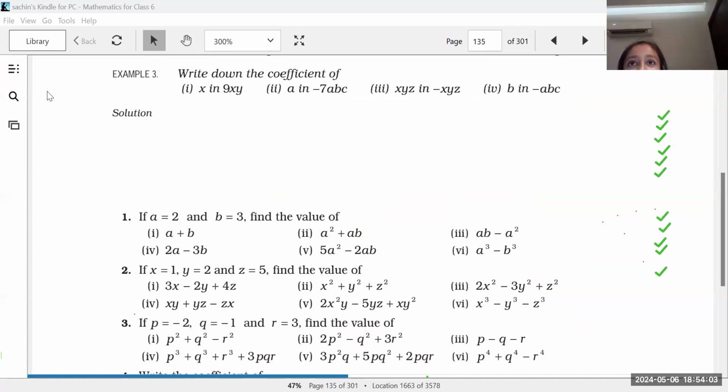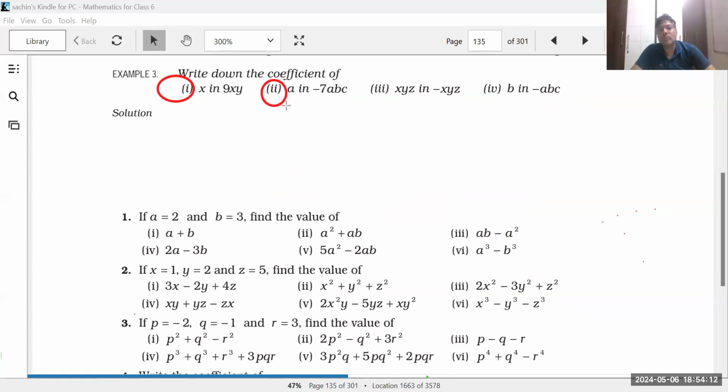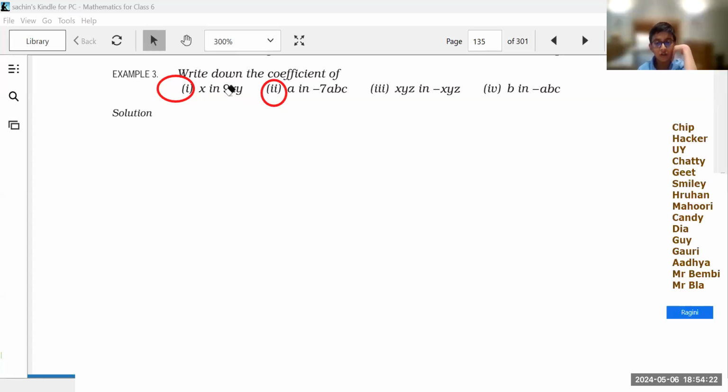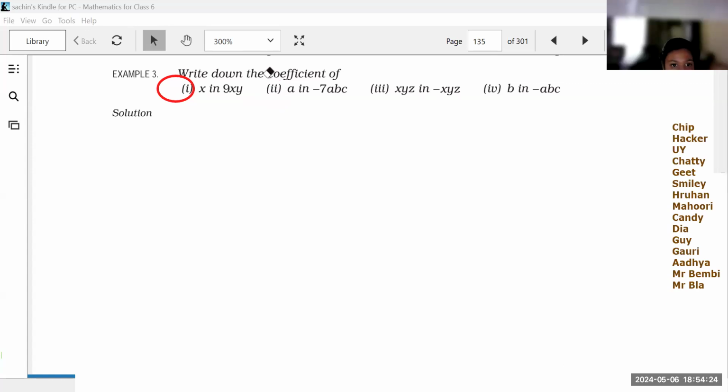I don't understand the 6yz. I will come to it, beta. Let's do this example. So what happened in numerical? Sir, what happened in coefficient? Can there be two numerical coefficients? Just do the first one first. Guys, here you have to give the coefficient, not the numerical coefficient. Sir, I don't understand coefficient.